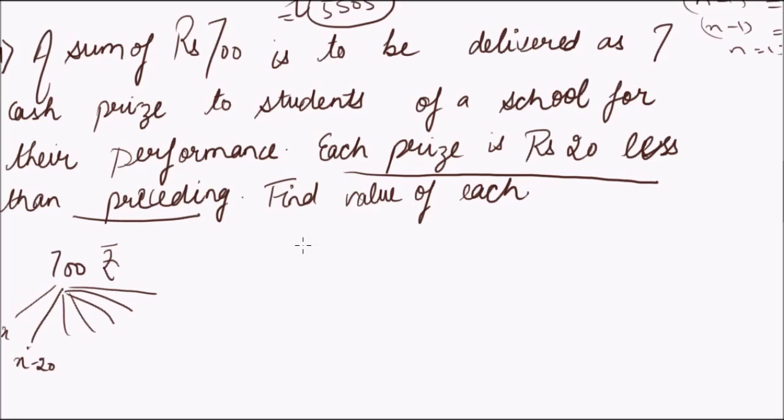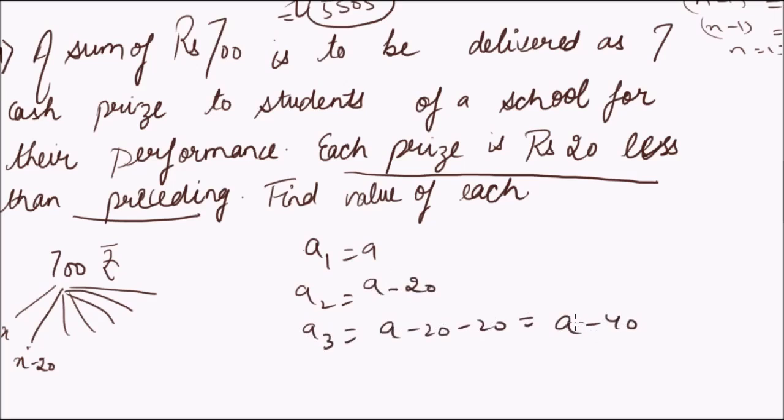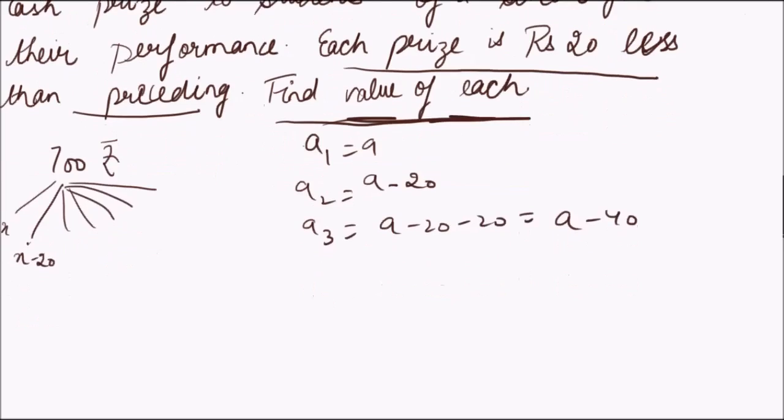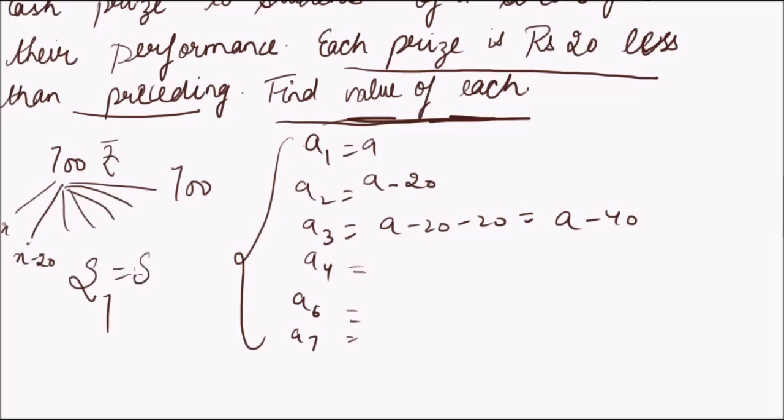So let the first prize be a, that is a1 is a, then the second will be a minus 20, and the third will be a minus 20 minus 20, that is a minus 40. We have to find out the value of each prize. Since there are 7 prizes, we have to derive these prizes from this 700 sum given to us. Therefore, the sum of all these prizes collectively will be 700. That is S7, or simply S is 700.